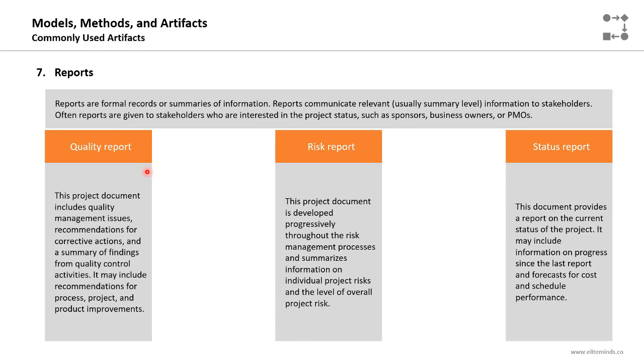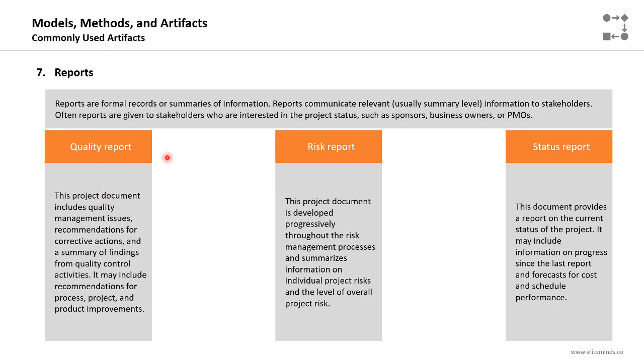Examples of such reports include the quality report, which is a project document or artifact that includes the quality management issues, recommendations for corrective actions, and a summary of findings from quality control activities. It may include recommendations for process, project, and product improvements. So any information you want to share with stakeholders about the current status of the project quality, the defects we found in the product, will be part of the quality report.